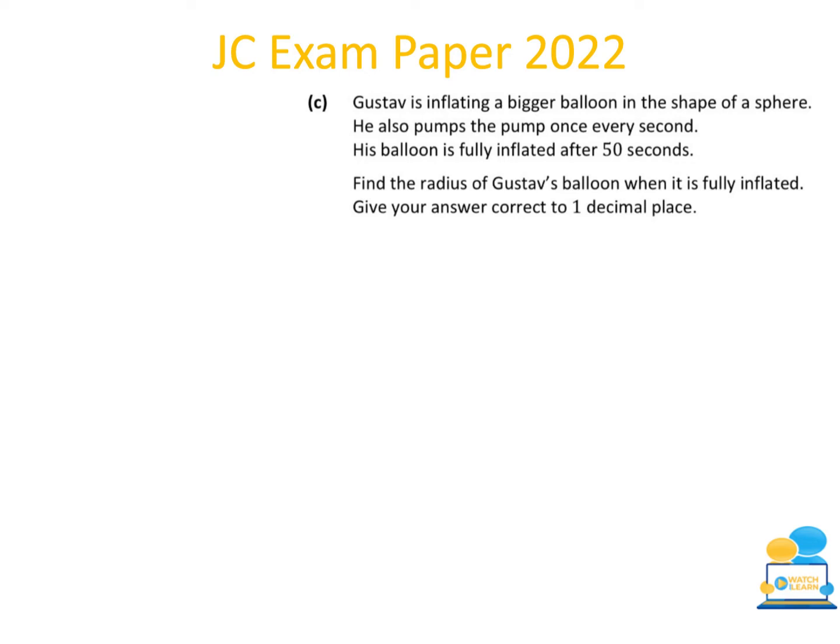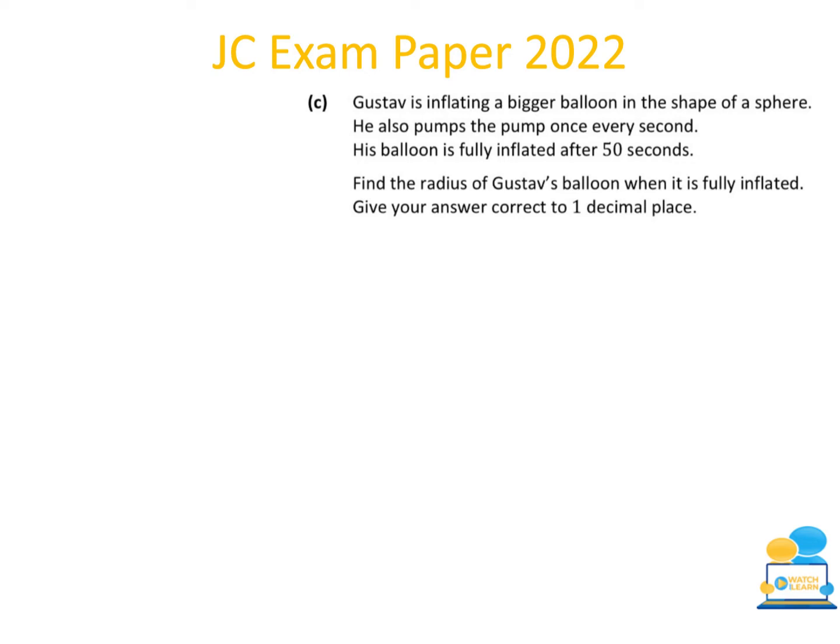So again, I'm going to treat this question as 2 separate parts. Firstly, I'm going to find out what is the volume of Gustav's balloon. And I can find that out by multiplying how much volume of air is in one cylinder pump and multiplying that by 50, as he's doing 1 pump every second. That will give me the volume of his balloon, which I know is in the shape of a sphere, so therefore must be equals to the volume of a sphere formula. That will allow me to create an equation and hopefully allow me to solve for the radius.